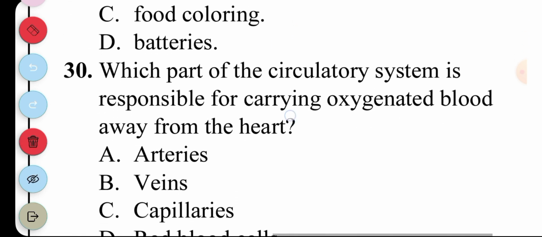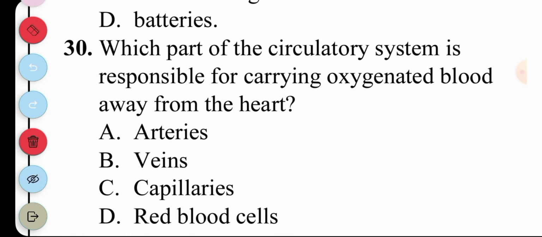30. Which part of the circulatory system is responsible for carrying oxygenated blood away from the heart? Away from the heart. Oxygenated blood away from the heart. We have arteries, veins, capillaries, red blood cells. And the answer to this is A. Arteries.